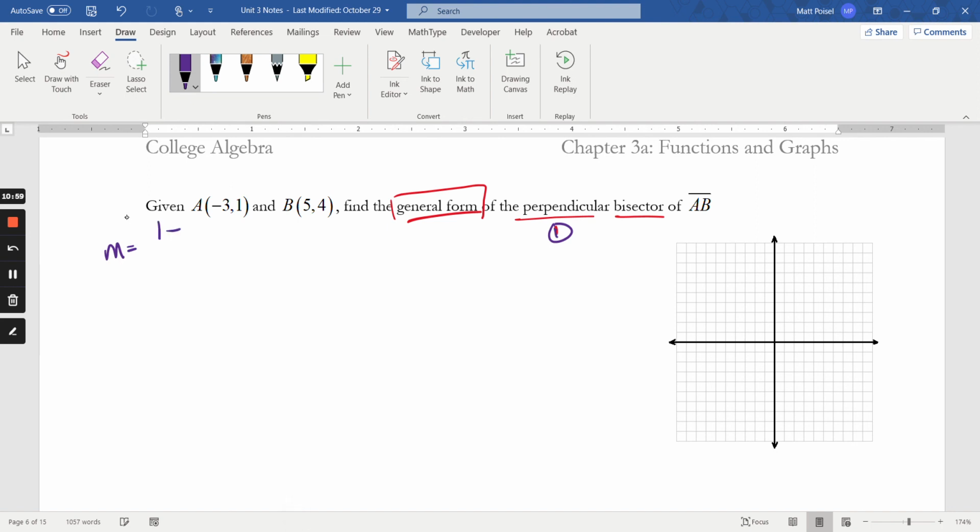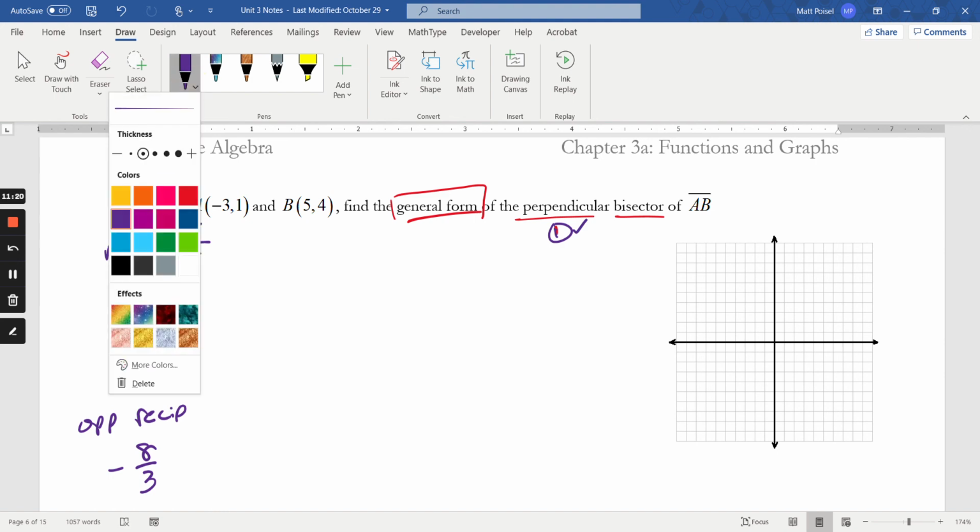So my original slope looks like this. So I'm going to get -8 over -3, which is 3 over 8. But I need the opposite reciprocal. So now my new slope that I'm going to be working with is -8/3. Okay, the perpendicular part is done.